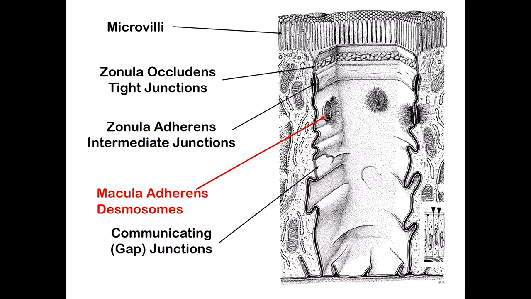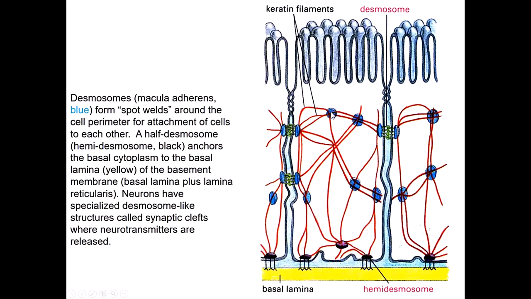The third cell junction are the macula adherens or desmosomes. These are spot welds, okay? And these desmosomes, shown in blue, are attached to each other across the membrane of adjacent cells. And then on the cytoplasm, they have keratin filaments attached to them, which form kind of a network throughout the cell, okay? And then at the basal cytoplasm, you can have a half of a desmosome, which then can anchor into the basement membrane to hold the cell down to the basement membrane on its basal surface.